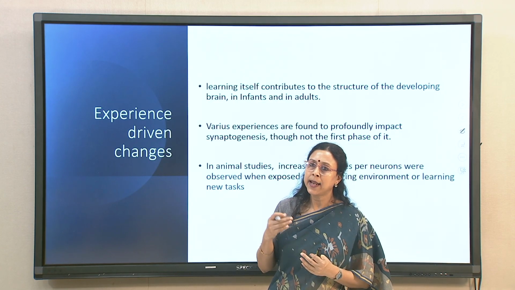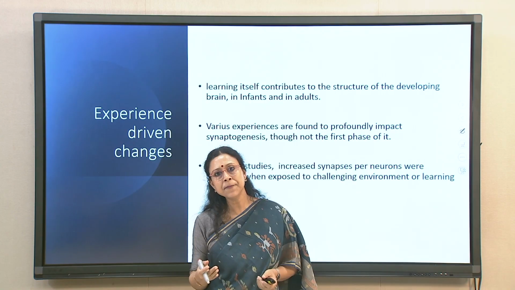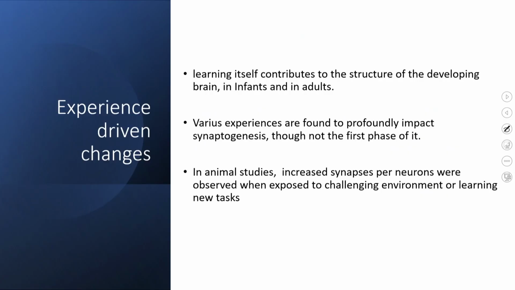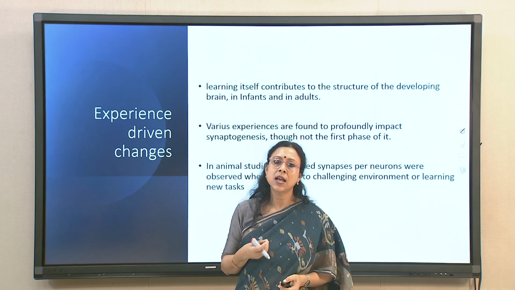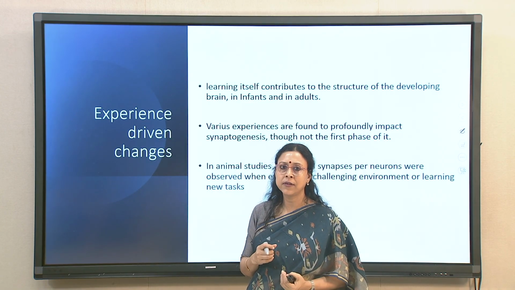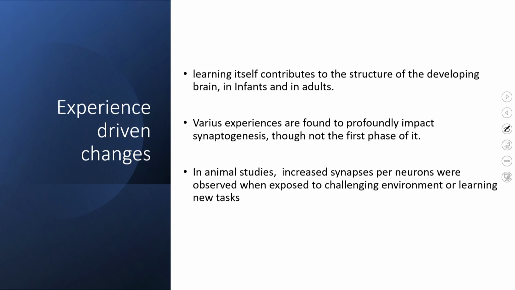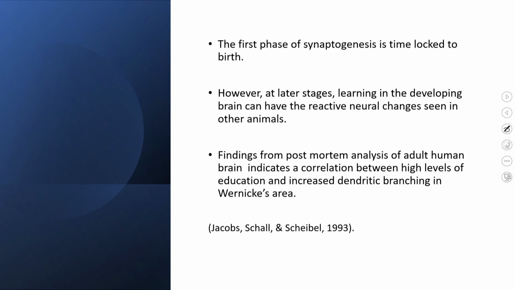This is followed by experience driven changes, which is also something we have already seen. Learning itself contributes to the structure of the developing brain in infants as well as in adults. We learn throughout our life and we create new neuronal connections, synapses and so on. This is more evident in the case of infants. So, various experiences are found to profoundly impact synaptogenesis, though it may not be in the first part. We have seen the first part of synaptogenesis happens just before birth, in the 8th and 9th month of gestation, but the later parts of synaptogenesis may be dependent on experiences. So, these are experience driven changes.